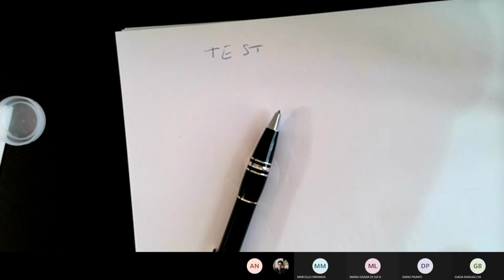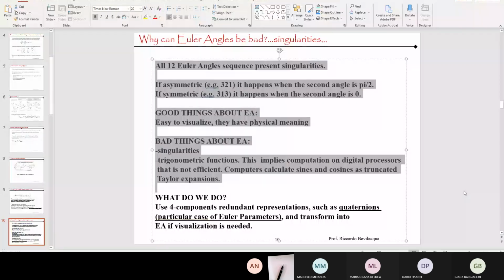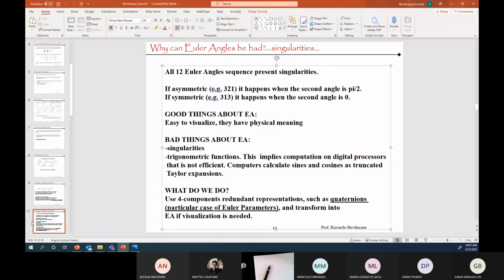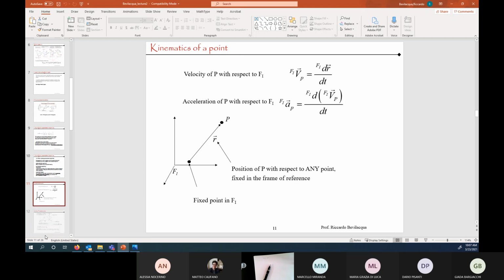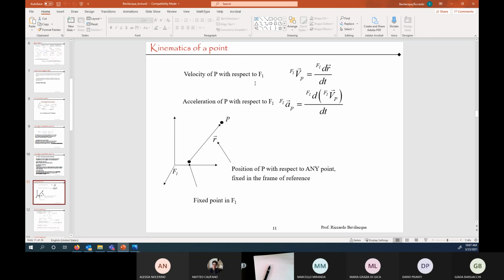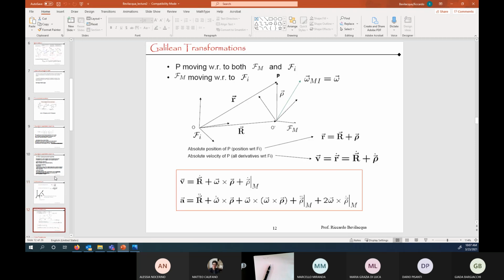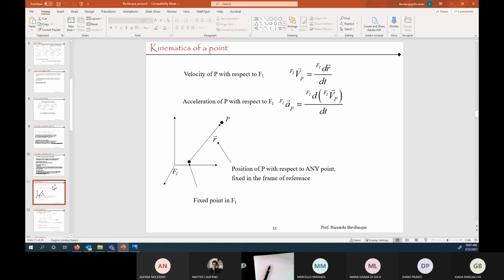All right, we're back. So what do we do? Quaternions. And we will see those in a few slides.